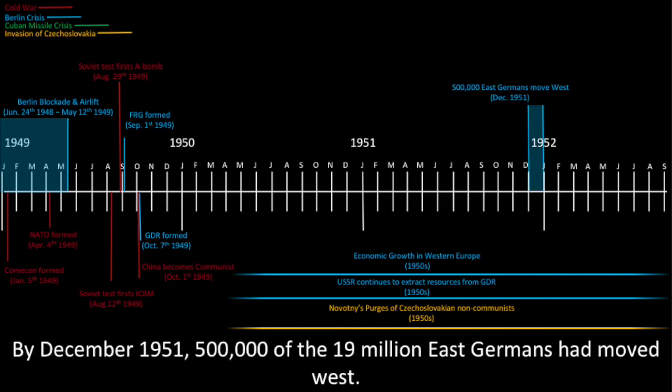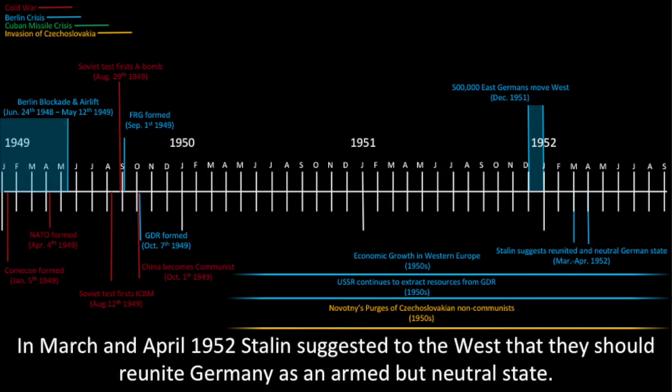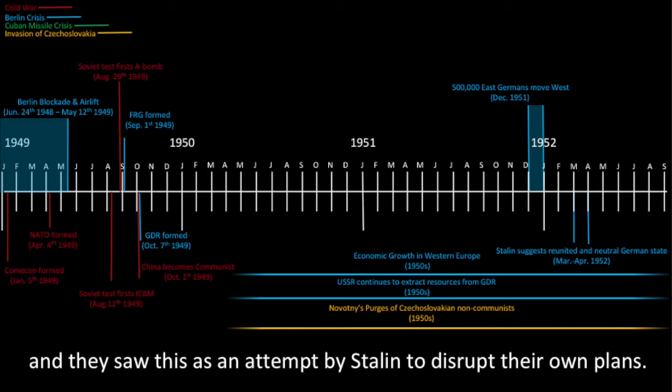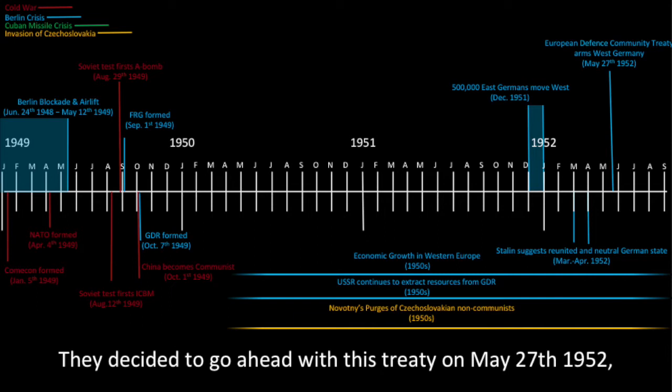By December 1951, 500,000 of the 19 million East Germans had moved west. In March and April 1952, Stalin suggested to the West that they should reunite Germany as an armed but neutral state. The West were about to sign the European Defence Community EDC Treaty to arm West Germany with a European force, and they saw this as an attempt by Stalin to disrupt their own plans. They decided to go ahead with the treaty on May 27, 1952.